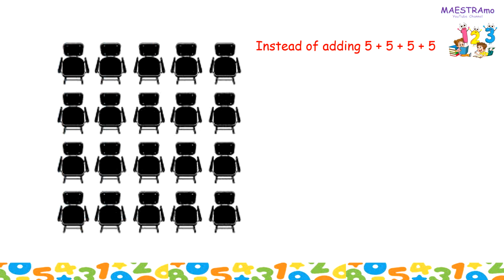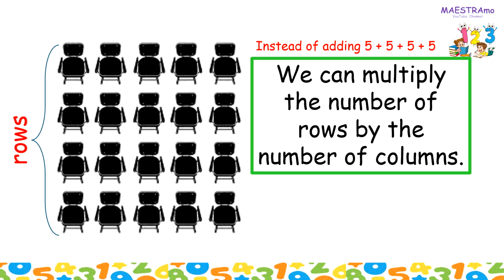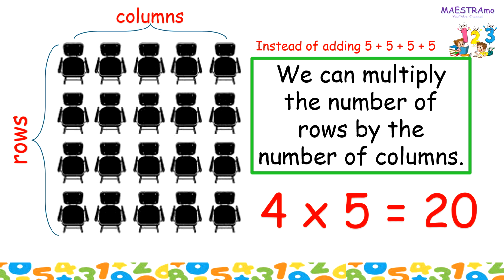Instead of adding 5 plus 5 plus 5 plus 5, we can multiply the number of rows by the number of columns. Since each row has the same number of objects, we multiply the number of rows by the number of columns. The multiplication sentence is 4 times 5 equals 20. This gives the same total, but in a quicker way.